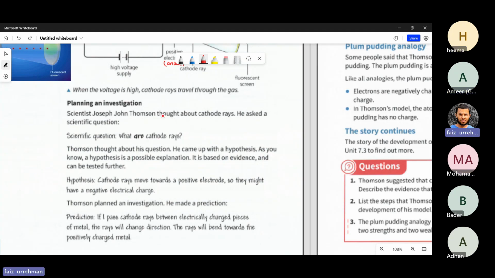So scientist Joseph John Thomson thought about cathode rays. He asked a scientific question. What did he ask? He asked, what are cathode rays? Okay. So Thomson thought about this question.